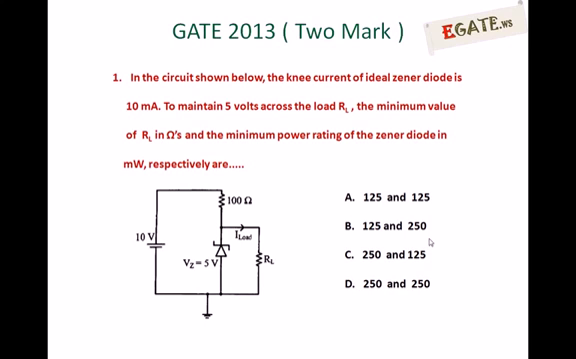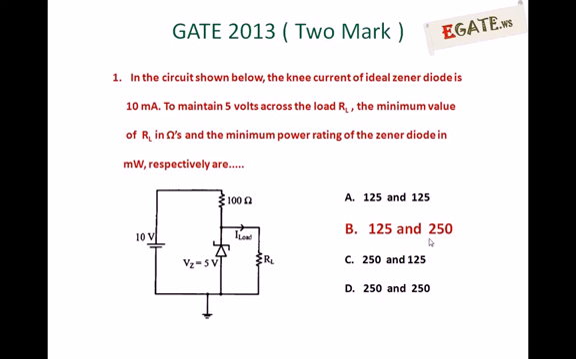The question is again: in the circuit shown below, the knee current of the ideal Zener diode is 10 milliamperes. To maintain 5 volts across the load RL, the minimum value of RL in ohms and the minimum power rating of the Zener diode in milliwatts respectively are. The correct answer for this one is B. Minimum value of RL is 125 ohms and minimum power rating of the Zener diode is 250 milliwatts.